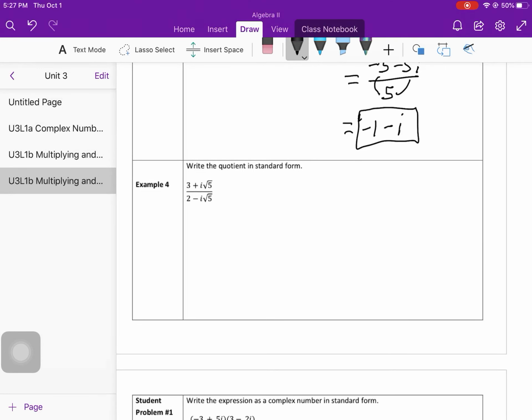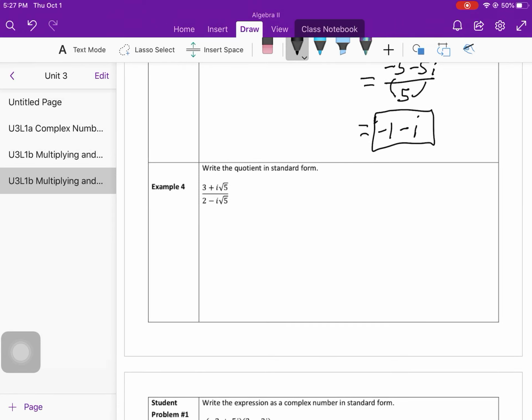Now the last one's a little bit trickier because we're introducing a radical, so that's going to make our answer a little bit wonky. So what we multiply with this one, our complex conjugate, is going to be 2 plus i times the square root of 5. So we're going to do that on the top and the bottom. So go ahead and distribute.